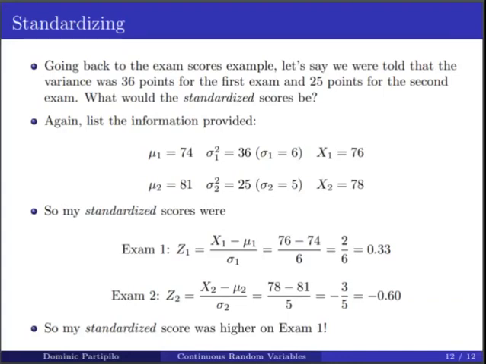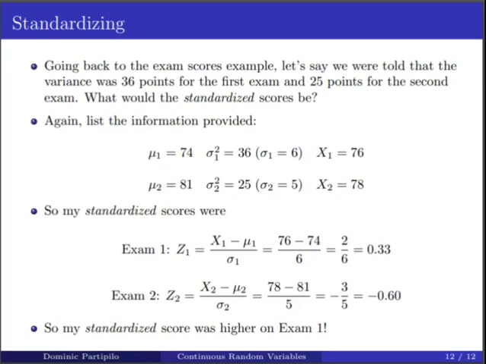So now going back to the exam score example, let's say we found out that the variance of the first exam was 36 points and the variance of the second exam was 25 points. Now what would the standardized scores be? So let's list the information that was provided to us. Remember the mean score of the first exam, which we're going to call mu1, is 74. And then we just found out that the variance of the first exam is 36. And if we convert that into a standard deviation, it's going to be 6.